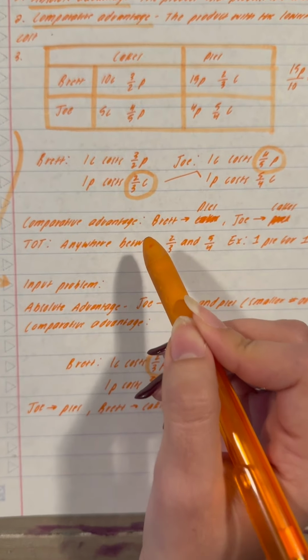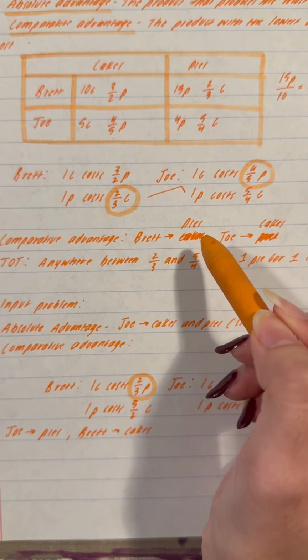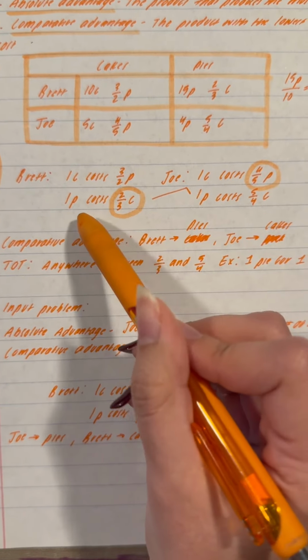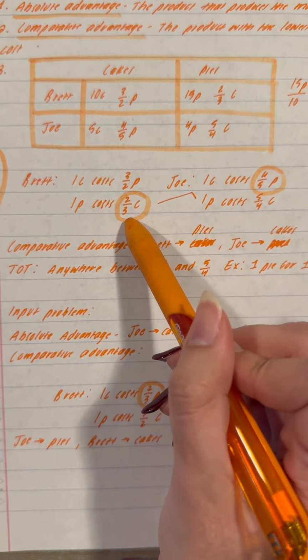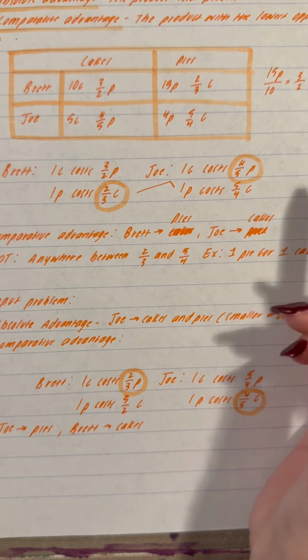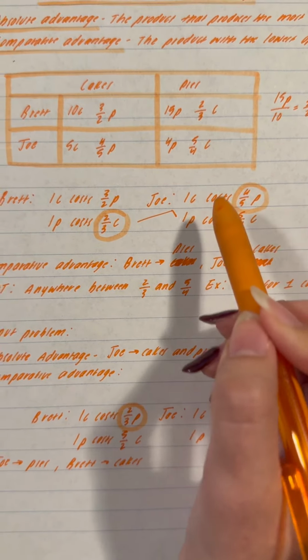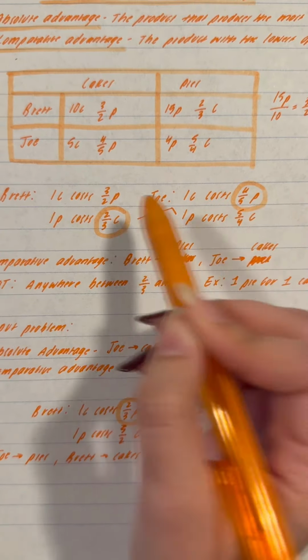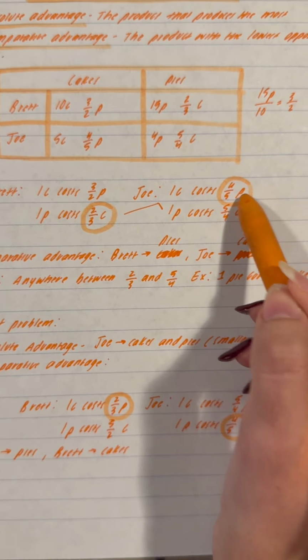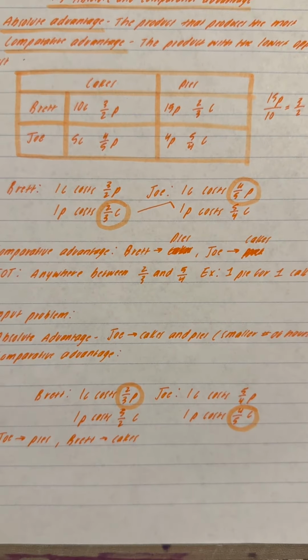So for the comparative advantage, Brett would have the comparative advantage for pies because he has a lower opportunity cost of 2/3 compared to 5/4, whereas Joe would have the comparative advantage for cakes because his opportunity cost is 4/5 compared to 3/2, which makes it the smallest number.